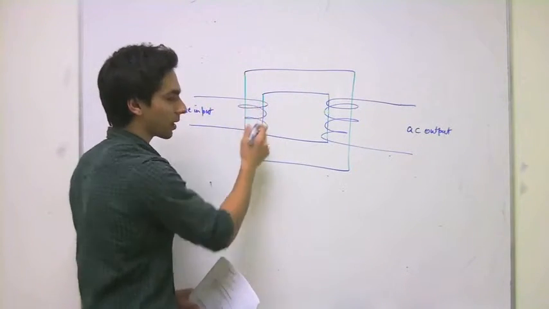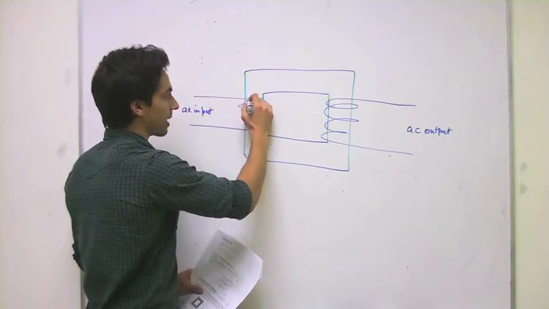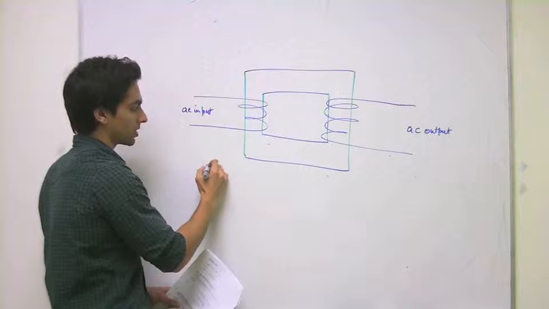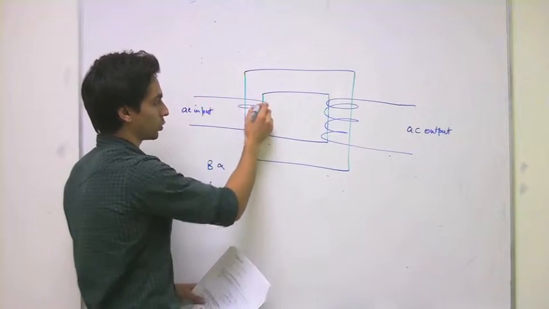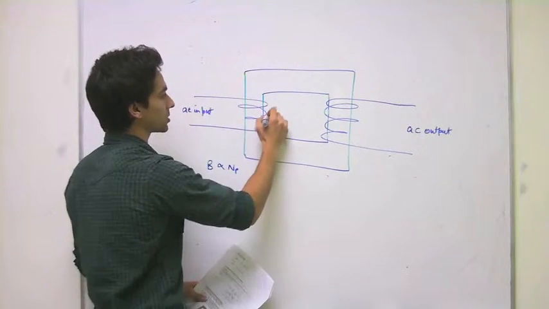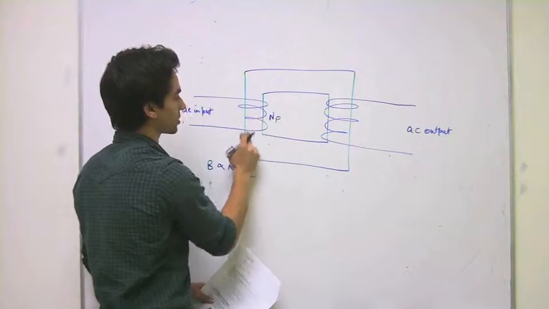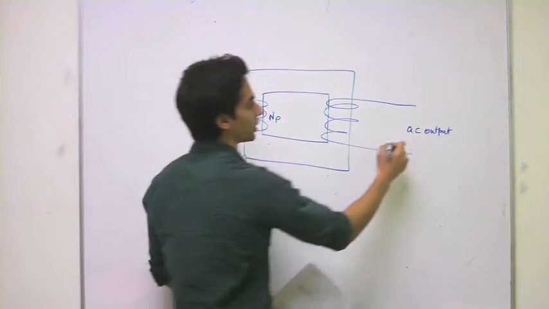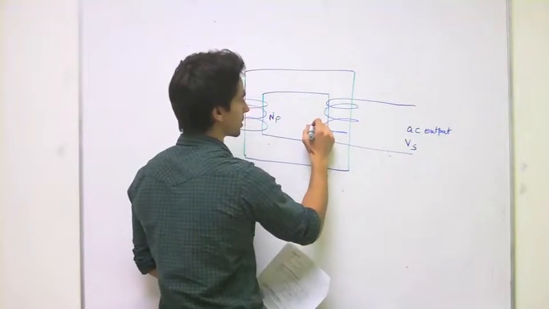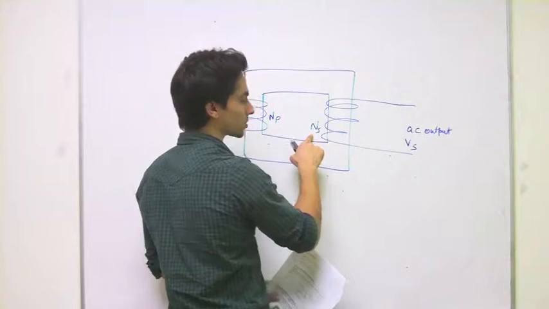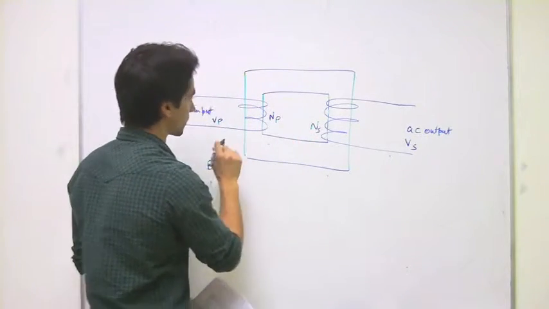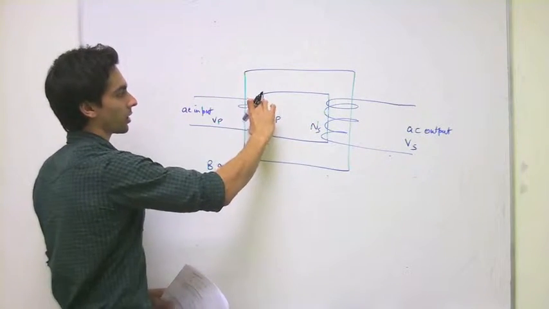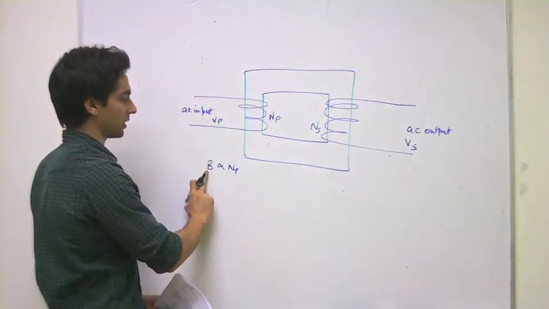Now when there is a current flowing, there will be a magnetic field generated around the current, and the strength of the magnetic field is related to the number of turns on this coil. And let's say the primary voltage here is Vp, secondary voltage here is Vs, and the number of turns on the secondary coil is Ns. Now, the higher the number of turns on the primary coil, the greater the strength of the magnetic field generated.